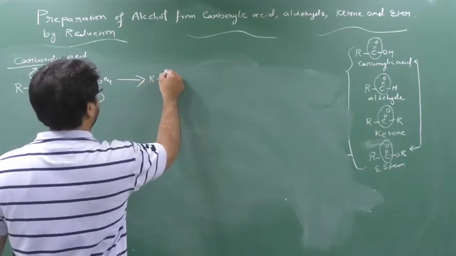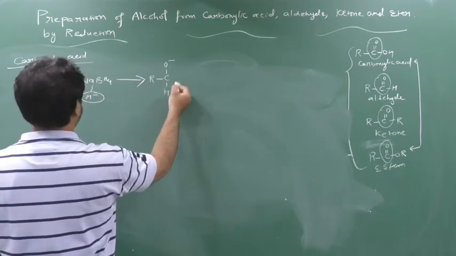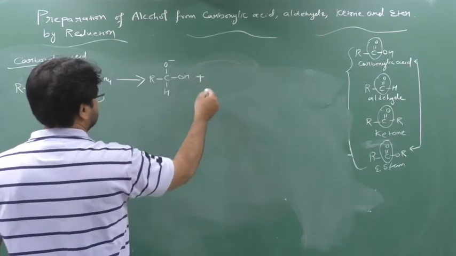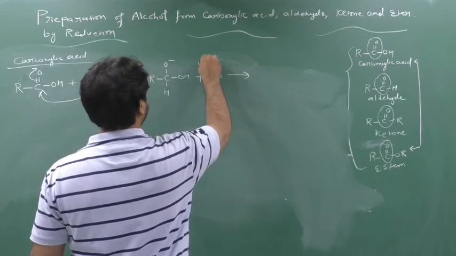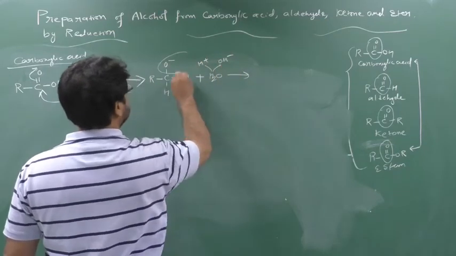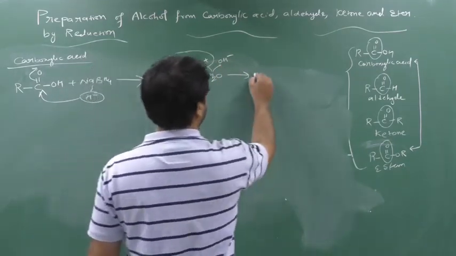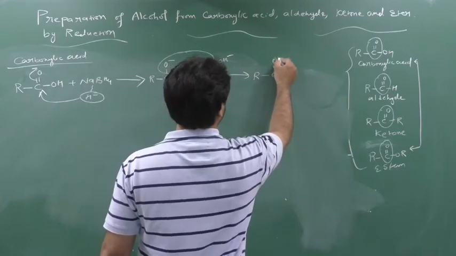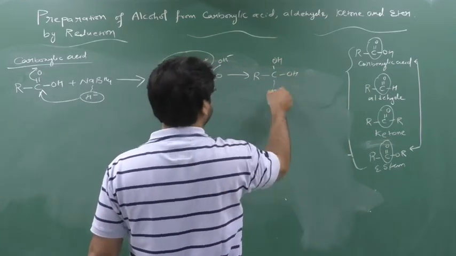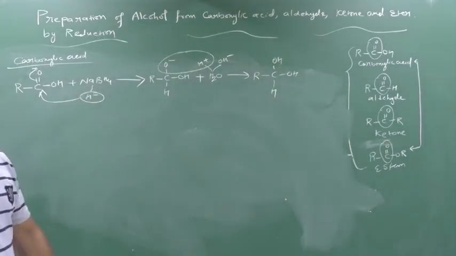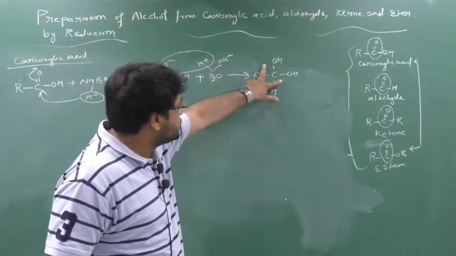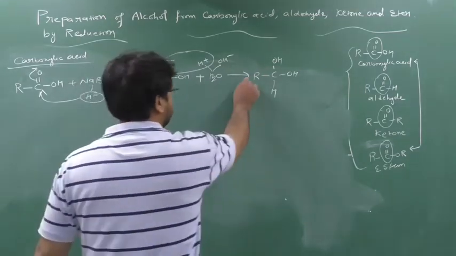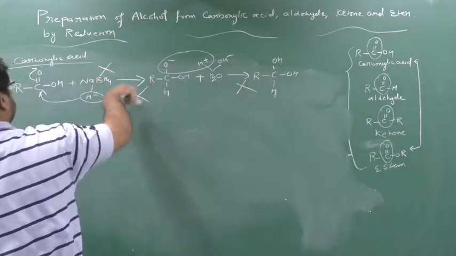I will get RCO minus, here H and here OH, plus I will add the water, that is the hydrolysis. This will split to form what? H plus and OH minus. So these two will react and form what here? RCH(OH), here also OH, here also H. This is an alcohol, a dihydric alcohol. It's not a diol, because two OH groups have been written. So this is wrong.